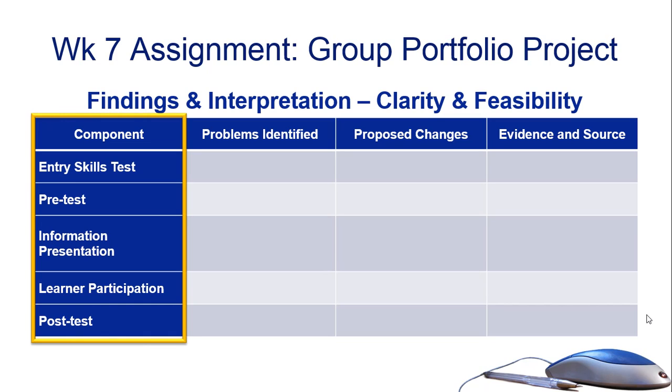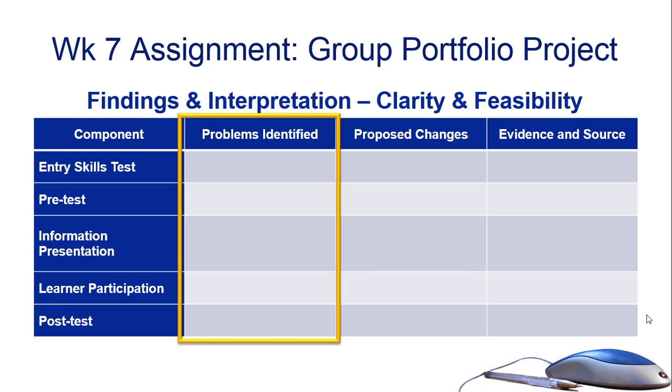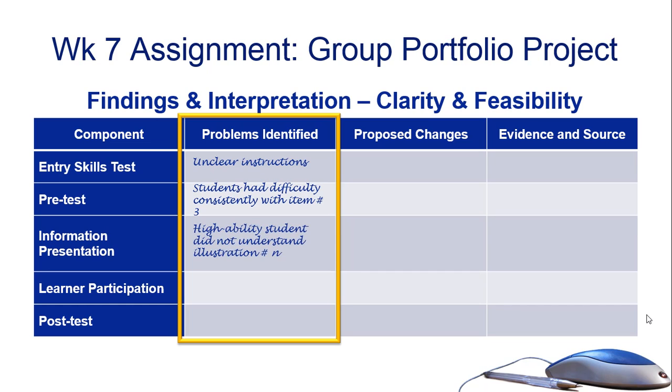So your first column is going to have each one of the components of your instructional design, and then the problems that were identified. And so for example here, maybe for the entry skills test, you notice that there were unclear instructions in the pre-test. Students had difficulty consistently with item number 3, and then maybe for the presentation materials, maybe a high ability student did not understand illustration number whichever, and then maybe students spend too much time in activity number 1.